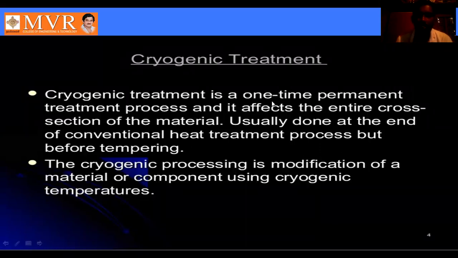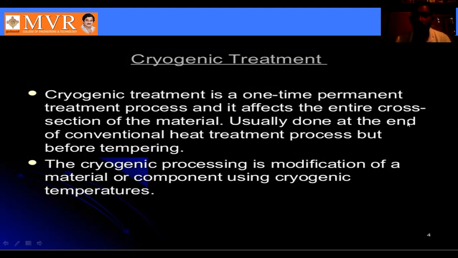Cryogenic treatment is a one-time permanent treatment process. So we can use it once only. It is one of the permanent heat treatment processes and it affects the entire cross section of the materials. So it is a one-time permanent method, and it affects the entire cross section of the materials.